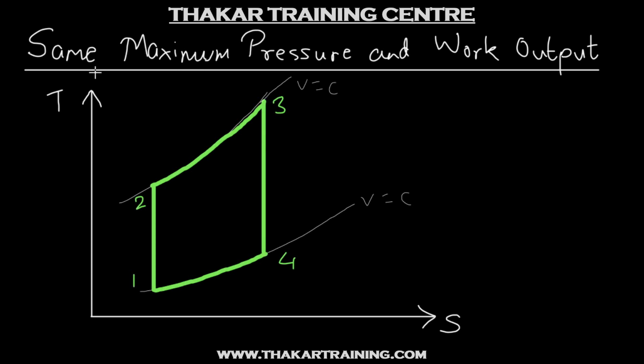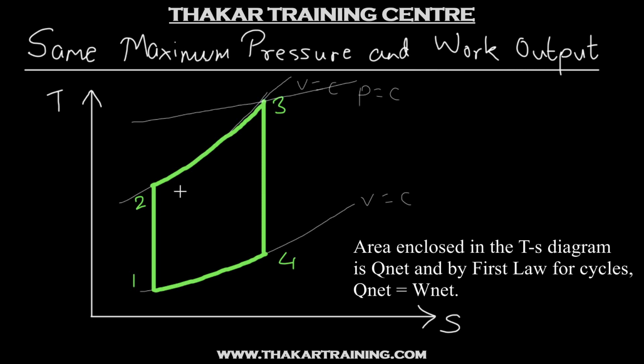Alright. So like the previous case, we have same maximum pressure condition. So point 3 is the peak of the Otto cycle. It has the maximum pressure and temperature. So we'll mark the same maximum pressure condition over here now. So we'll mark the pressure line at point 3. It should go something like this. Okay. Now what we have is we need to have same work output. Alright. So how do we define work output in a cycle diagram? It is nothing but the area which is enclosed by the cycle.